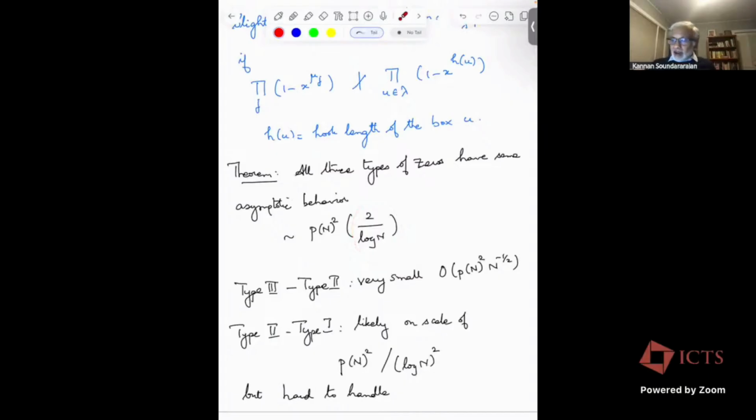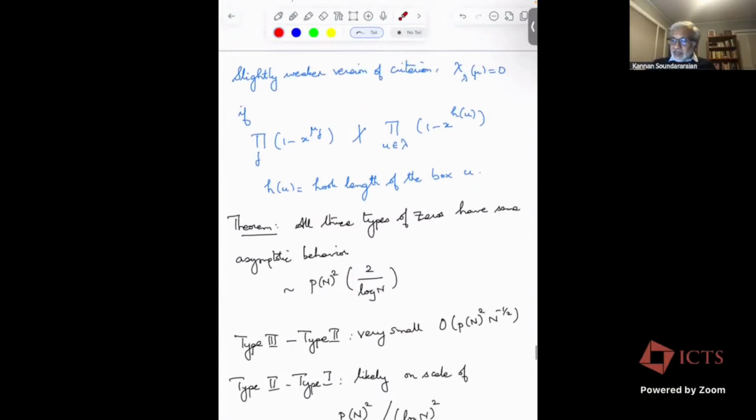Another variant of Stanley's criterion is that if you write down these polynomials, so this is a product over all parts mu j in my partition mu.